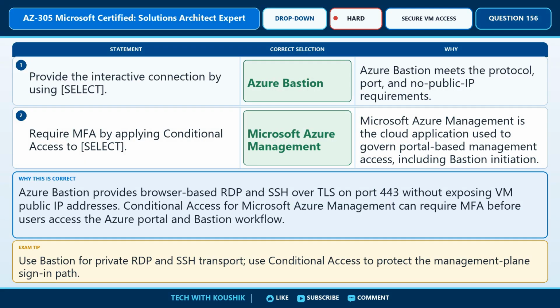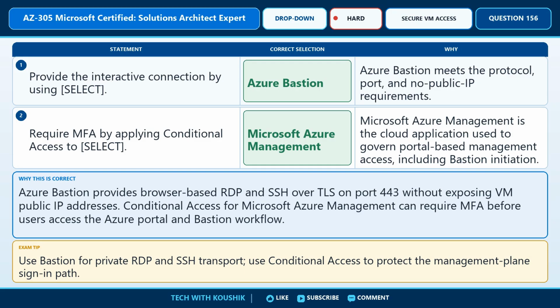The answer to the first statement is Azure Bastion. Azure Bastion meets the protocol, port, and no public IP requirements. The answer to the second statement is Microsoft Azure Management. Microsoft Azure Management is the cloud application used to govern portal-based management access, including Bastion initiation.